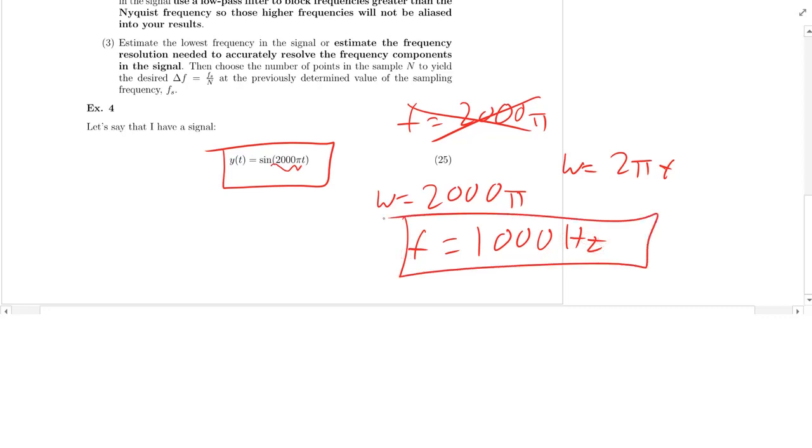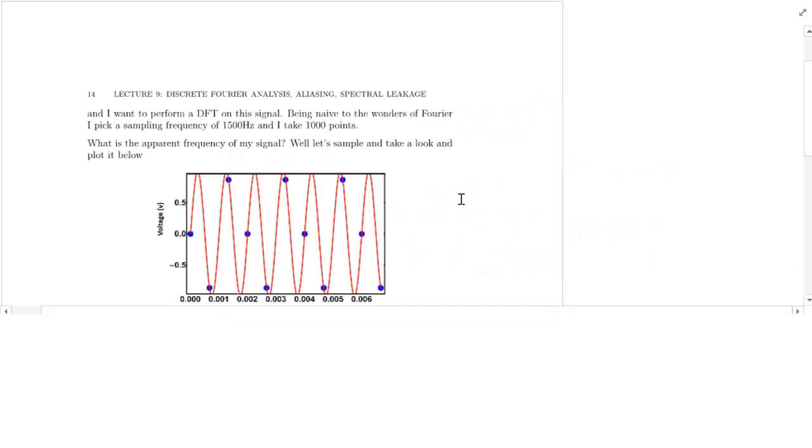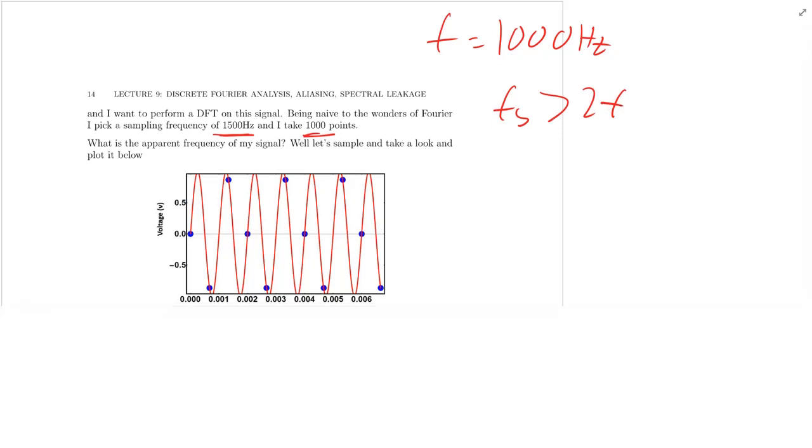So in this example, remember the frequency of our signal was 1000 hertz. I sample at 1500 hertz, and I take 100 points. So am I going to have signal aliasing? Yes, because I need to make sure fs is greater than twice f. 1500 is not greater than twice our original signal, so we're going to have signal aliasing.